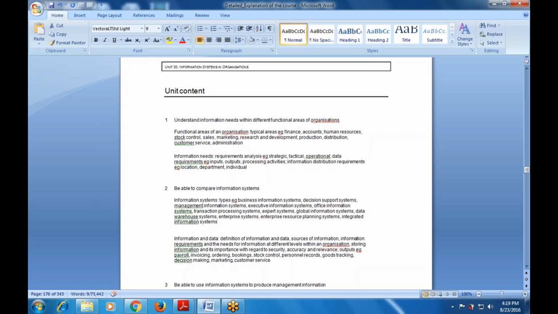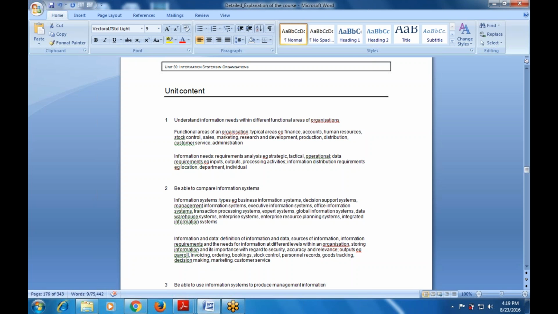That includes the strategic information, the tactical information, and the operational information. And what are the various data requirements that are gathered? That includes the input, the output, processing activities, and information distribution requirements, that includes the location, department, and the individuals. So one is a functional area, one is the information needs.